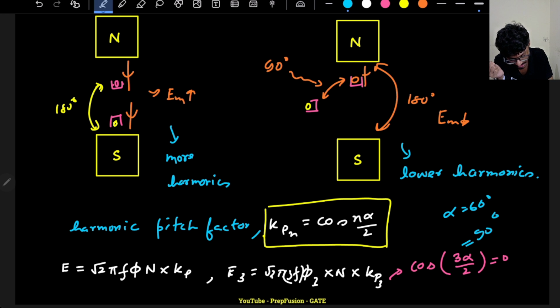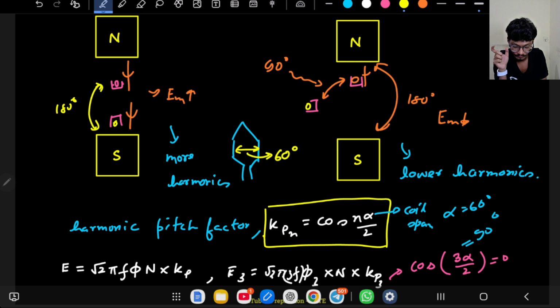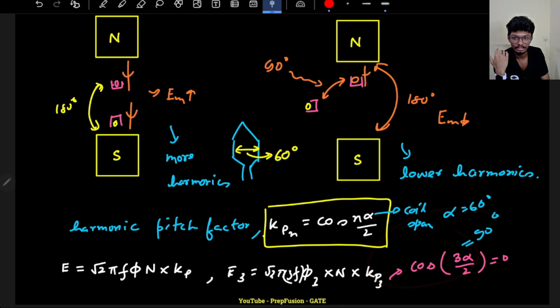So basically, what is alpha actually? I forgot to tell you what is alpha. Alpha is the coil span. Coil span, right? Alpha is the coil span. So this is my coil, and if this distance is 60, right, then I will be able to totally eliminate the third harmonics.